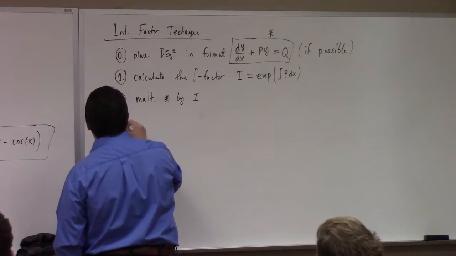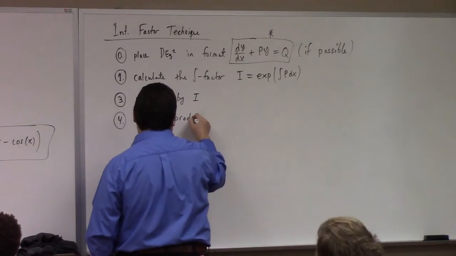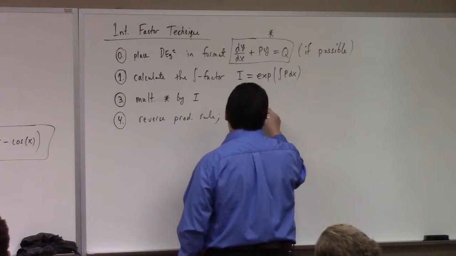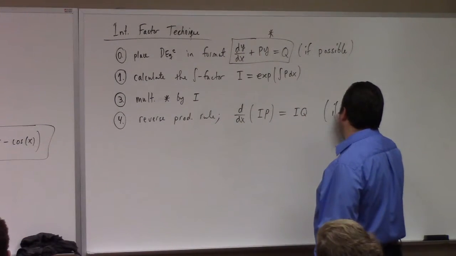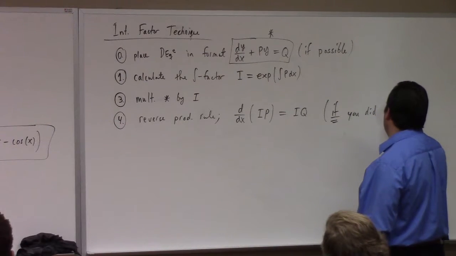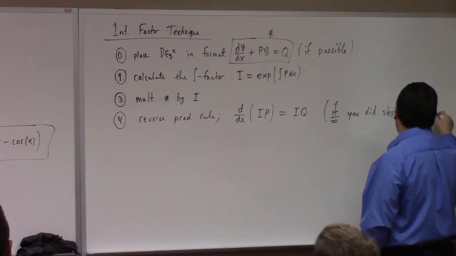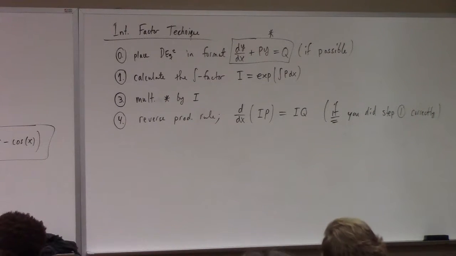Step number 4, reverse product rule. You'll have d/dx of IP equals IQ if you did step 1 correctly. There's a redundancy here. If you calculate the integrating factor wrong, then the reverse product rule won't happen for you. So you should think through the reverse product rule. If you do, this is a self-correcting method.